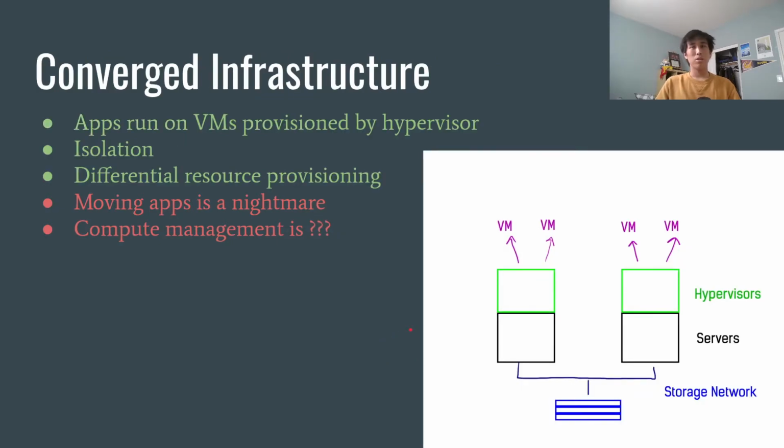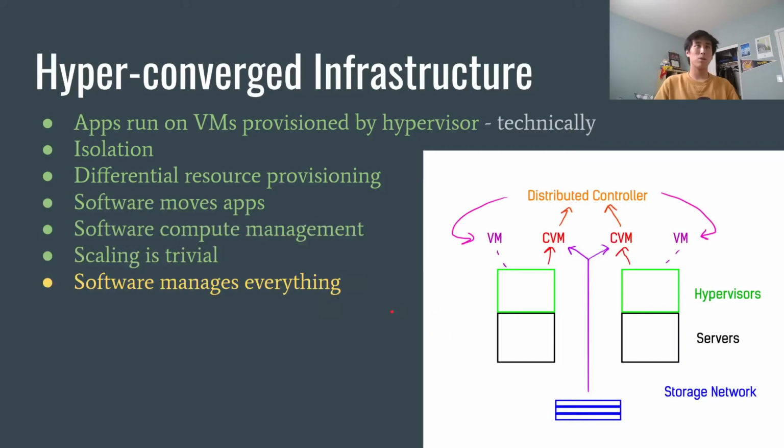But yeah, moving on, we introduced VMs. This is where we have converged infrastructure. Instead of running on bare metal, we now have this layer of abstraction, which is the VM. These apps run on these VMs, which are provisioned by these hypervisors. This provides isolation and also provides differential resource provisioning management. However, moving apps is still a nightmare because of how virtual machines work, and compute management is also still a little questionable.